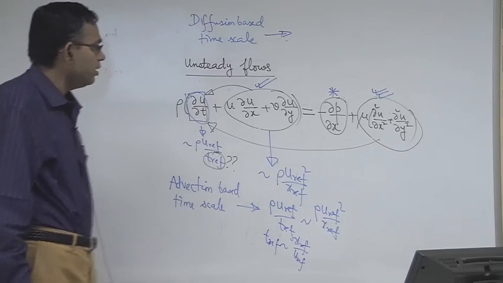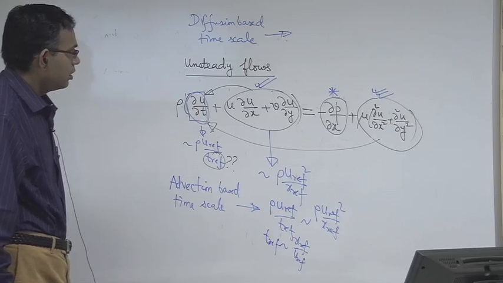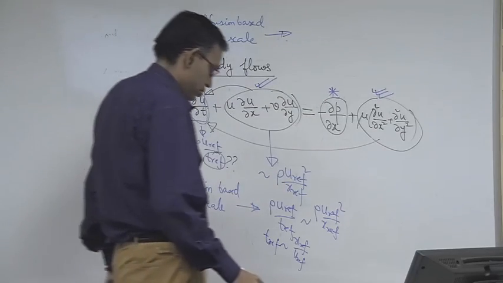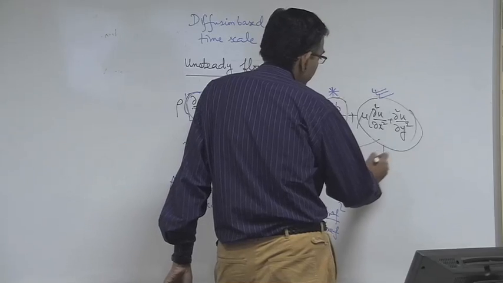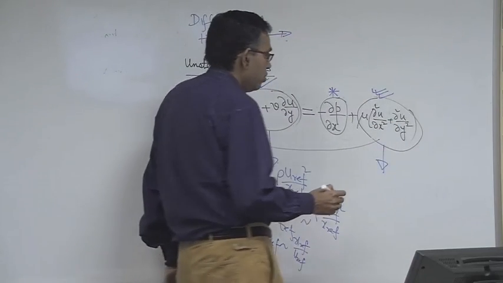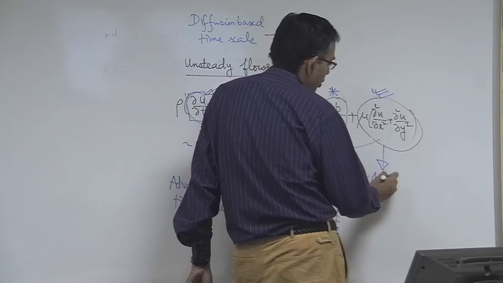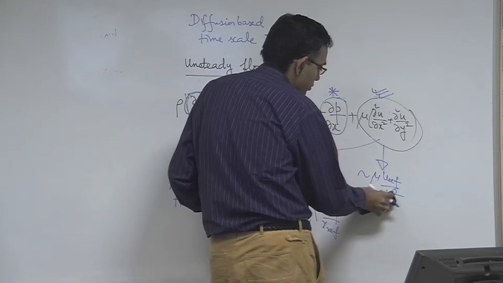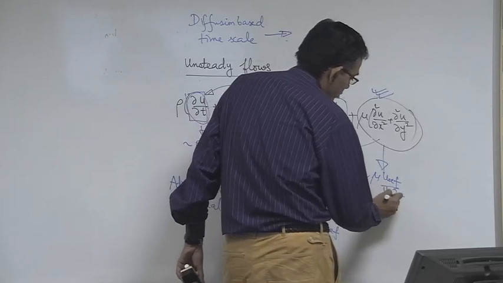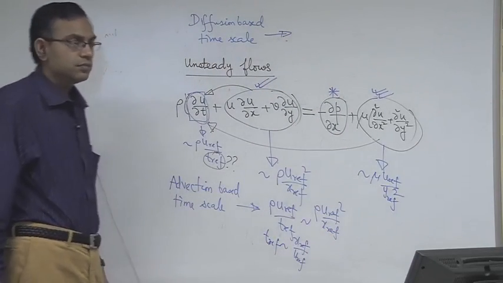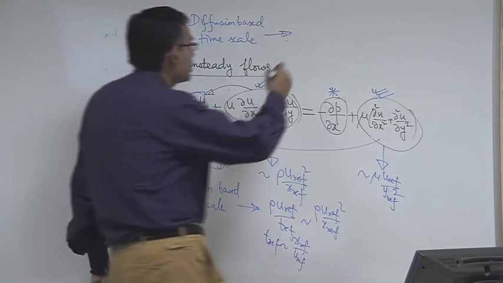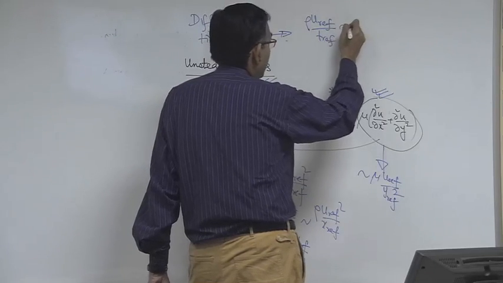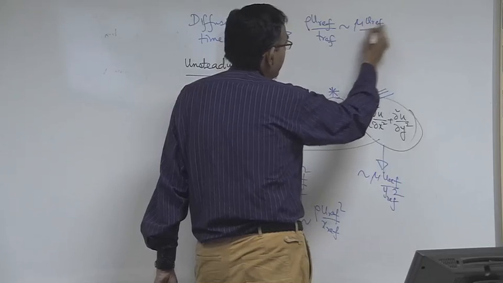So, diffusion based time scale is that the situation when the unsteady term scales with the diffusion term. So, what is the order of magnitude of the diffusion term assuming x reference much greater than y reference? So, this is of the order of mu u reference by y reference square. So, diffusion time scale is governed by rho u reference by t reference is of the order of mu u reference by y reference square.